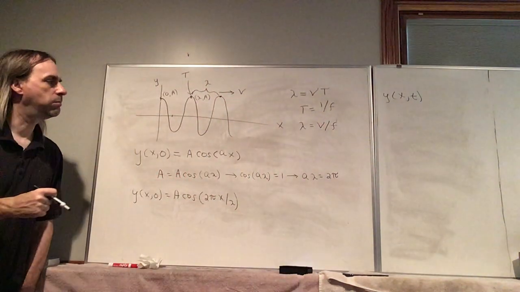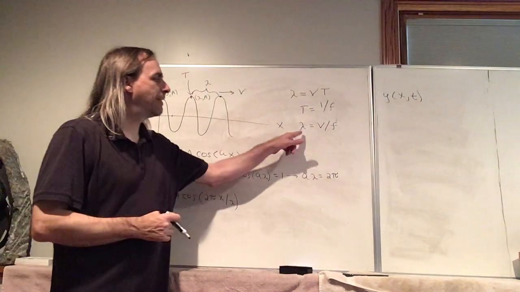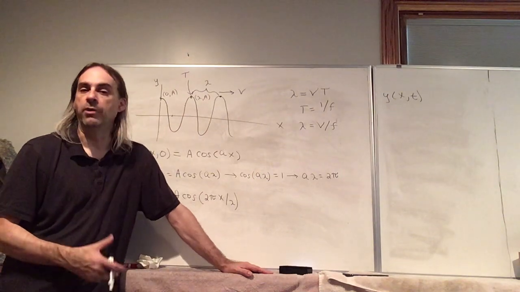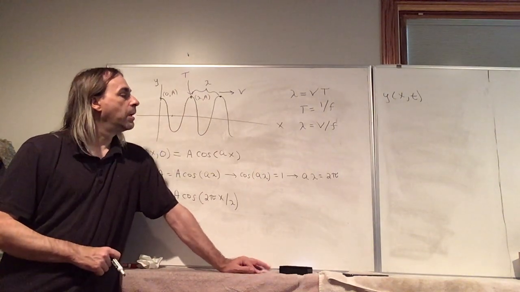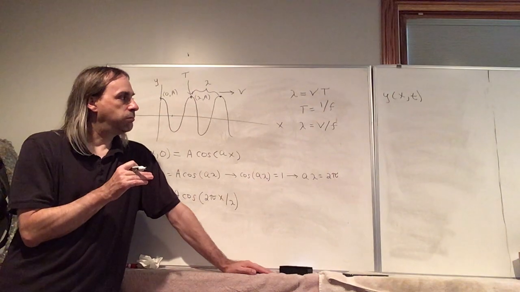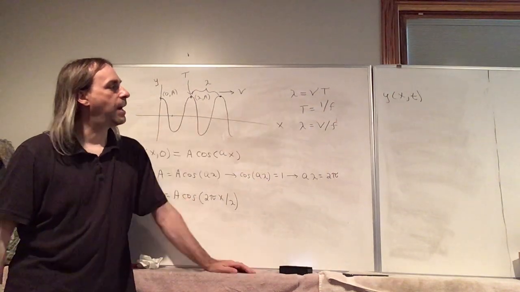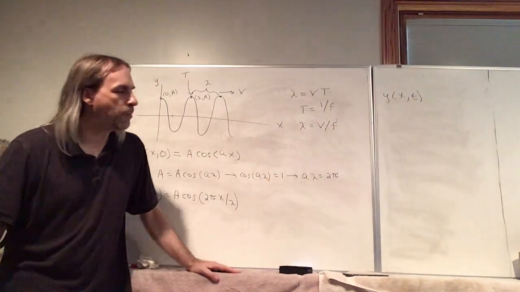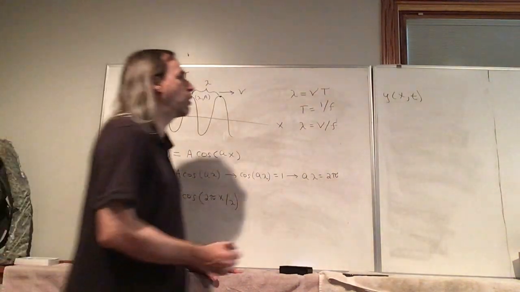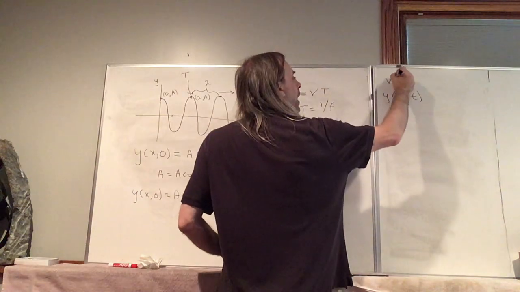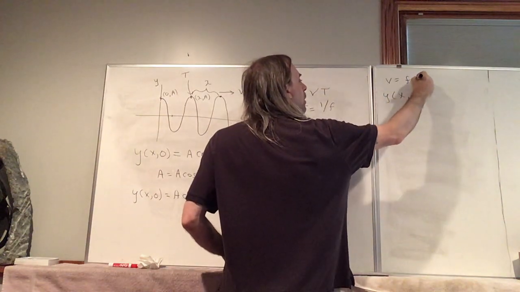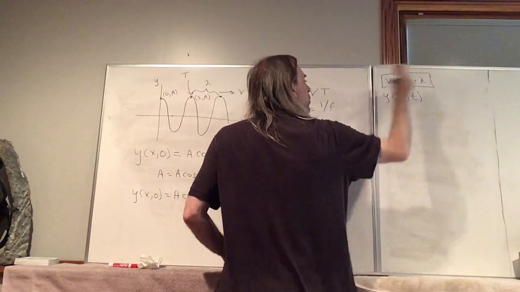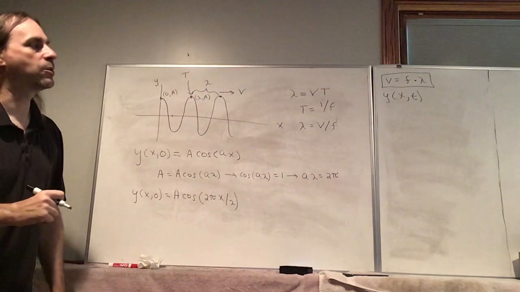Oh, I probably should have mentioned this symbol here, that's a Greek letter lambda. That's what we use for wavelength, that's standard. Okay, now, wavelength is v times a period. Period is 1 over the frequency. So if we multiply the frequency, we get this very important result. The speed of a wave is equal to its frequency times its wavelength.